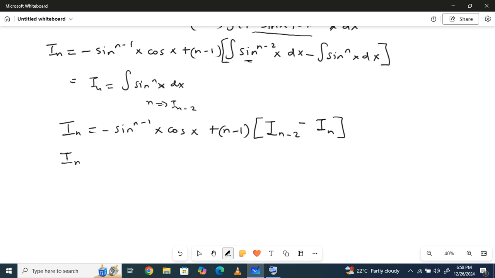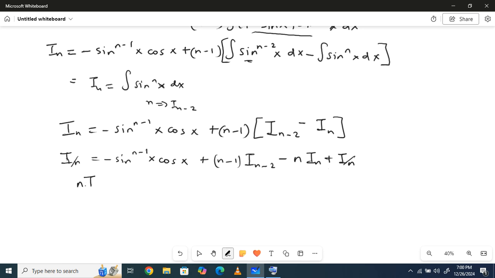So in that manner, we are going to expand because we want to get the reduction formula. So I power n is equal to minus sine n minus 1 x cos x plus, expanding the brackets, n minus 1 I n minus 2 minus n minus 1 I n. You can see we have I n on both sides, so we will move it to the other side, and we are going to collect the like terms.